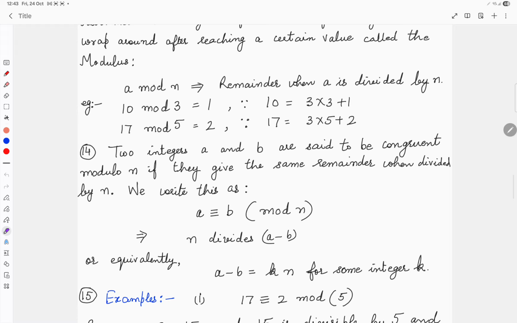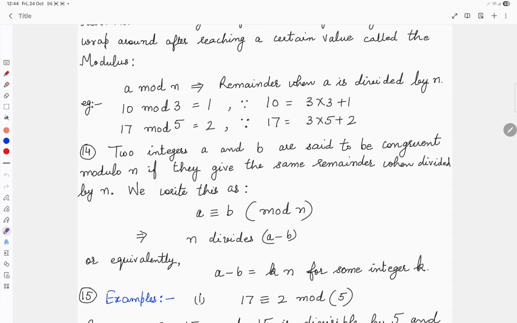Now, two integers a and b are said to be congruent modulo n. This is how we write it: a is congruent with b modulo n, or we can say a congruent b modulo n. Two integers a and b are said to be congruent modulo n if they give the same remainder when divided by n. So if a is divided by n and b is divided by n, both divisions will give me the same remainder, and these two numbers will be congruent.